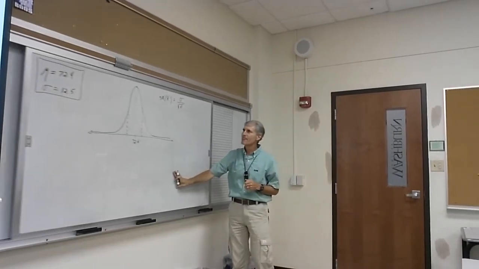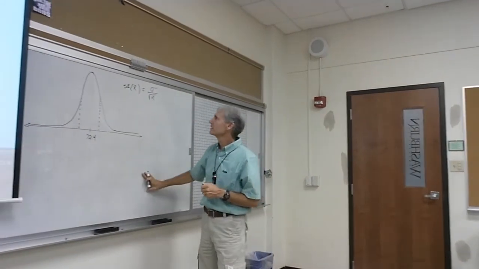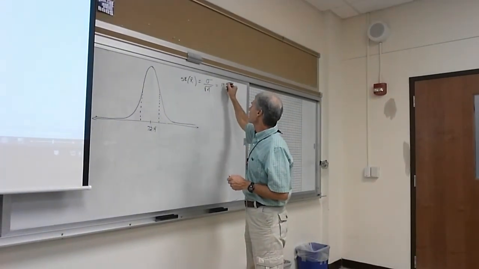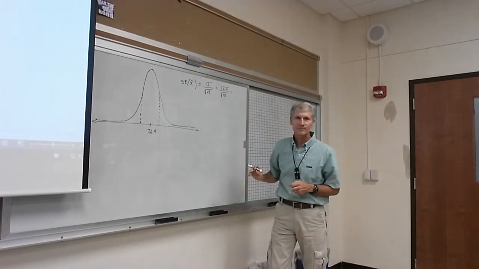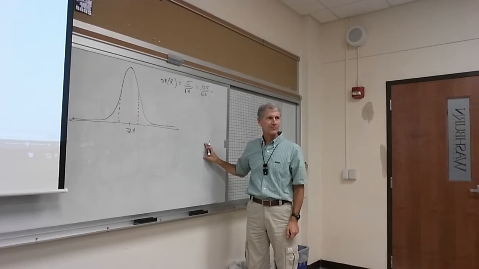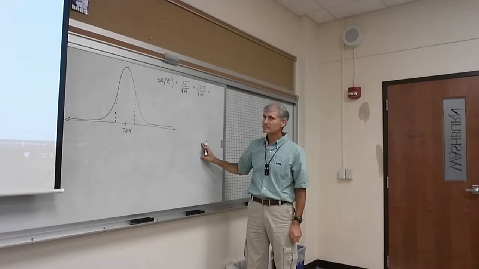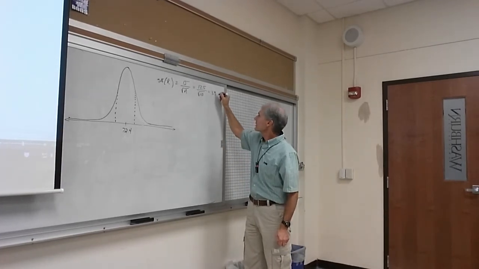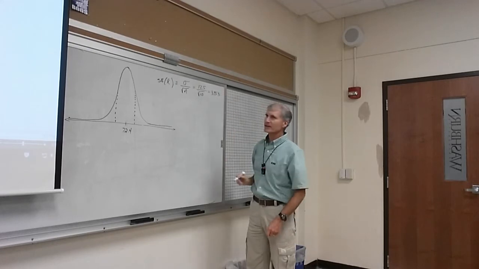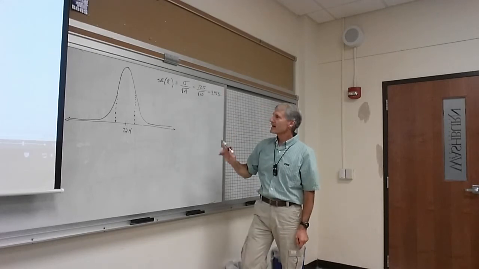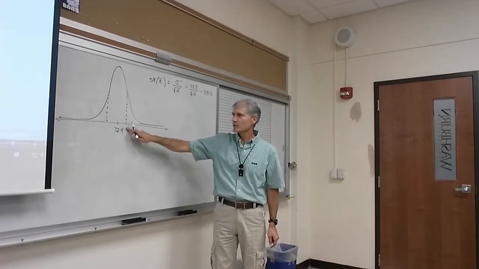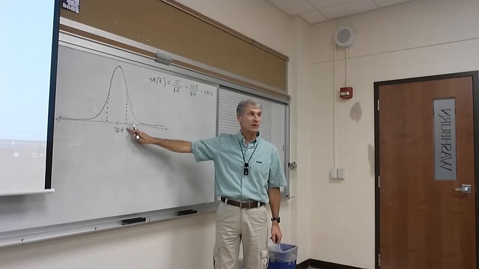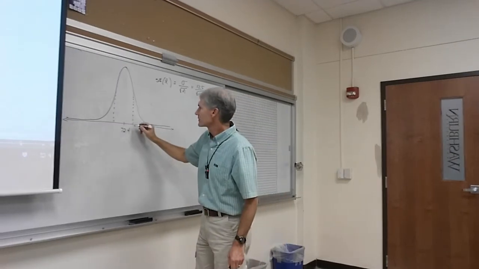Right? So that's 12.5 over the square root of 10. Give me that as a decimal. 3.9528. I'll call it 3.953, close enough. Now add one of those to 72.4, and that tells me where this dotted line is. Right? One standard error from the mean. 76.35.